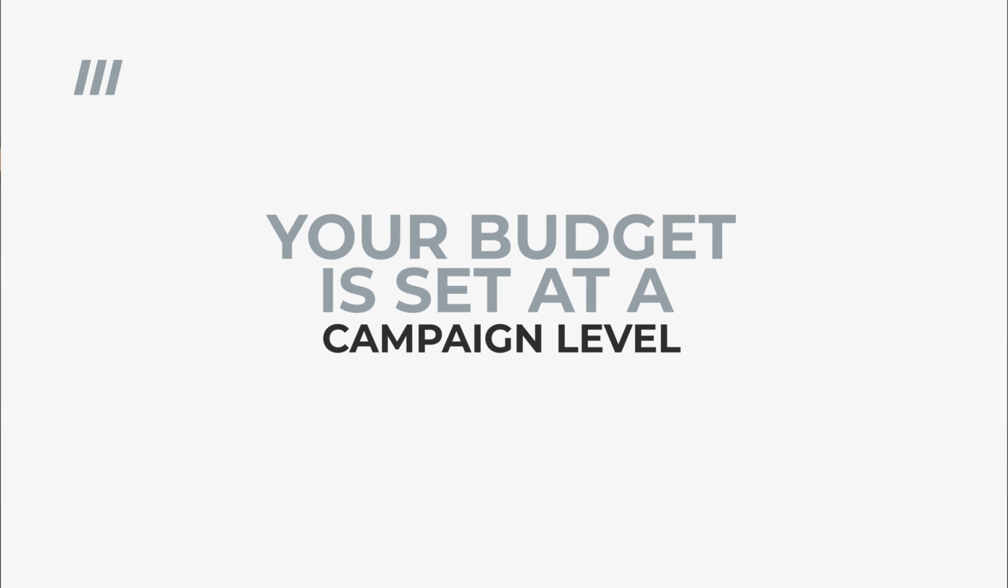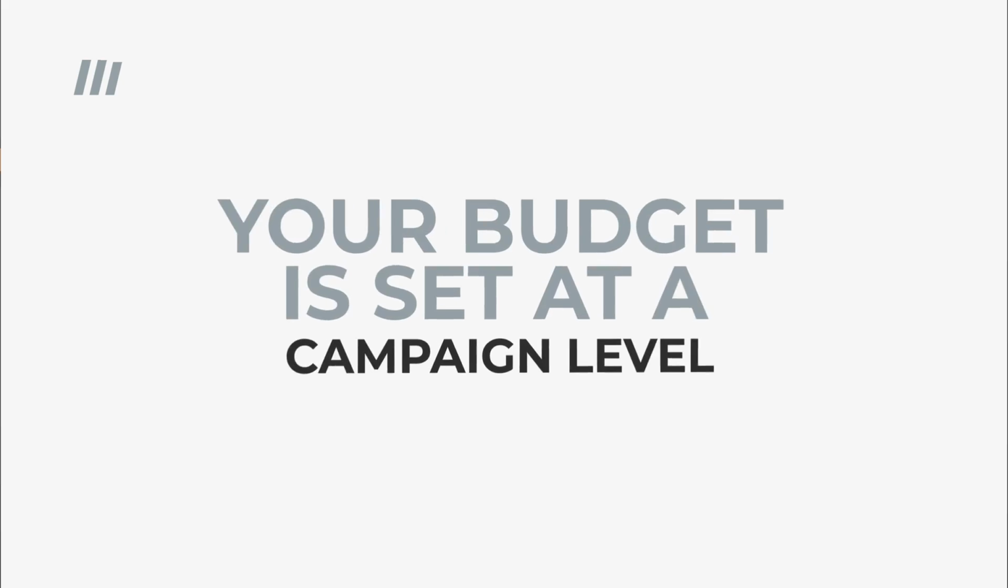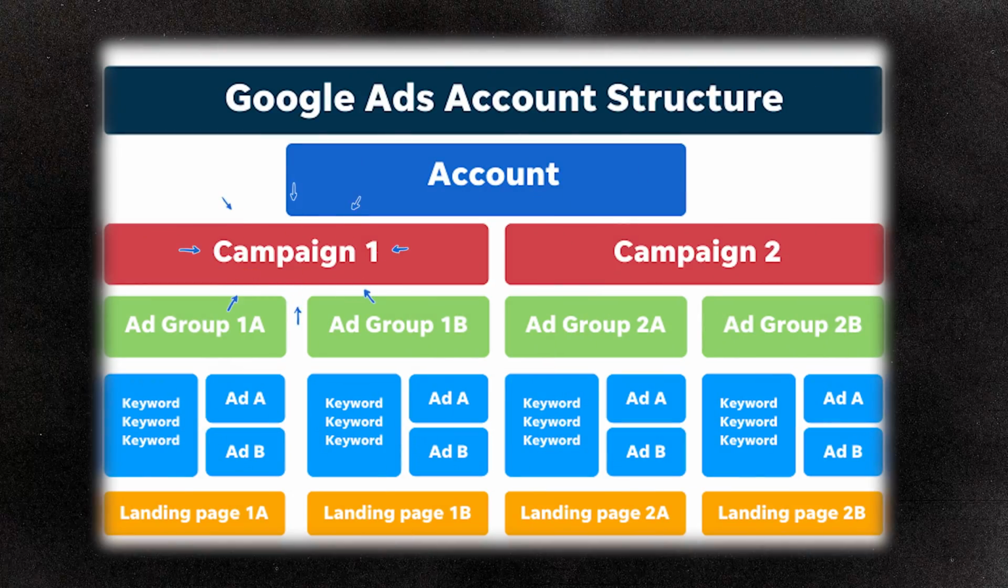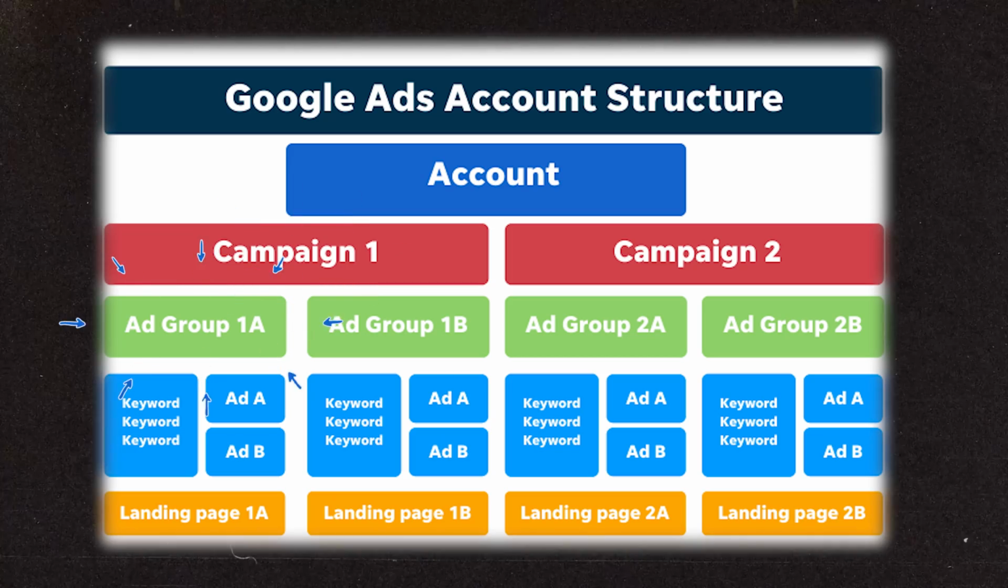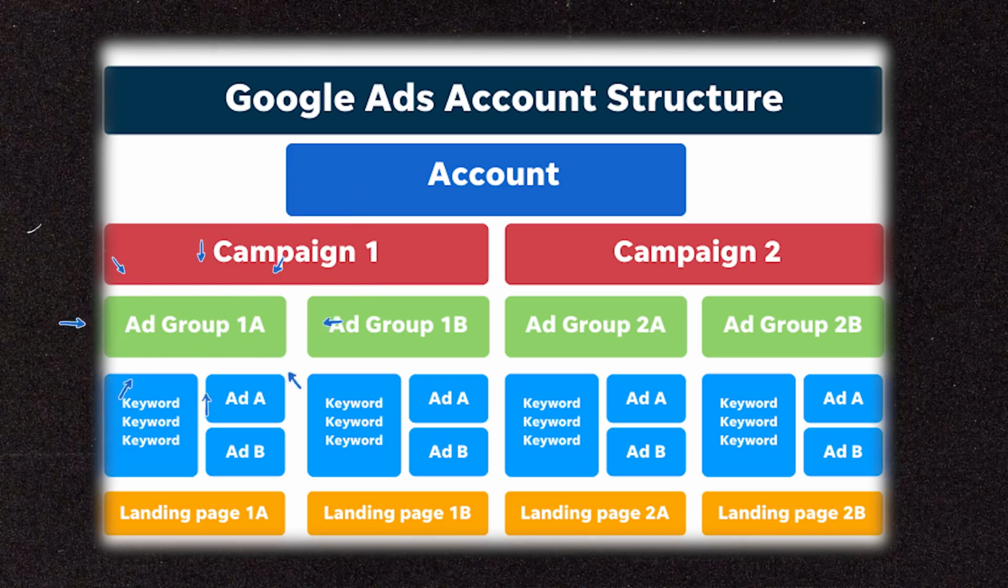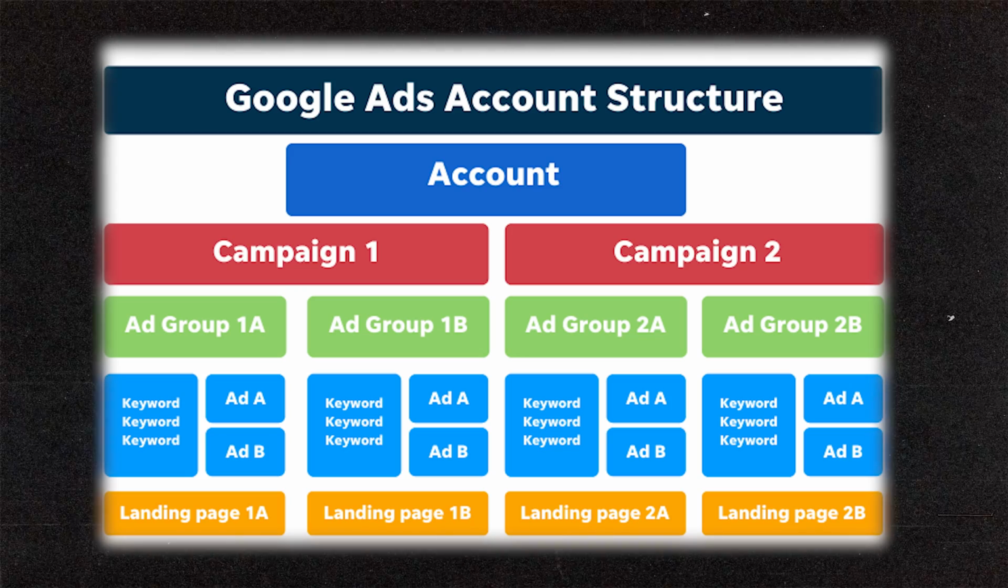And now the third thing that you need to remember when it comes to Google Ads is that your budgets are set at a campaign level. The reason this is really, really important is because with Google Ads, you've got campaigns, and then within those campaigns, you've got different ad groups or asset groups, which are collections of products or collections of services or keywords that you're grouping together.